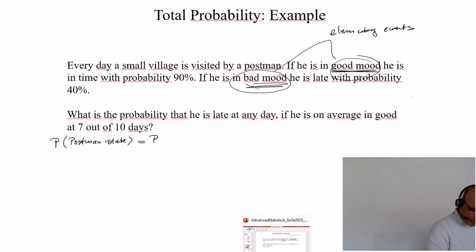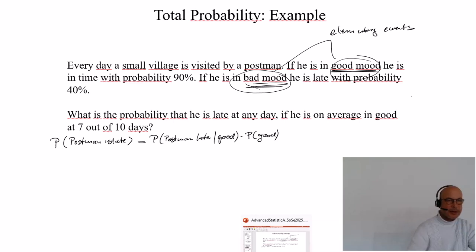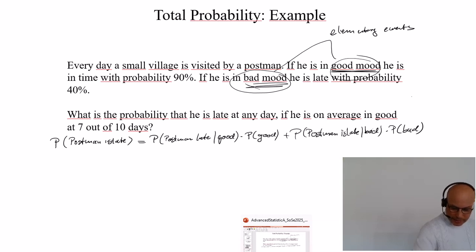So this is then the probability that the postman is late, conditional on him being in a good mood, times the probability that he is in a good mood, plus the probability that the postman is late conditional on him being in a bad mood, times the probability he is in a bad mood.